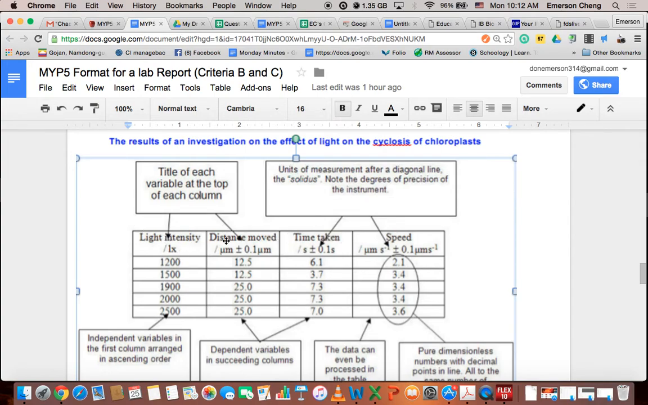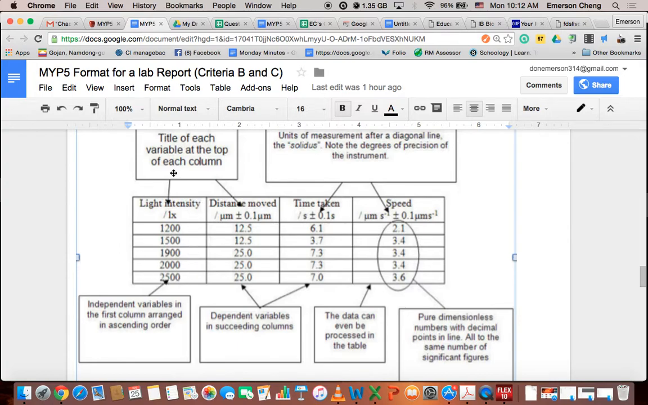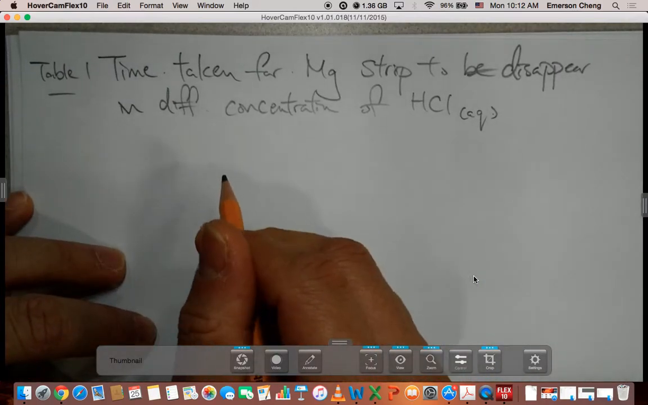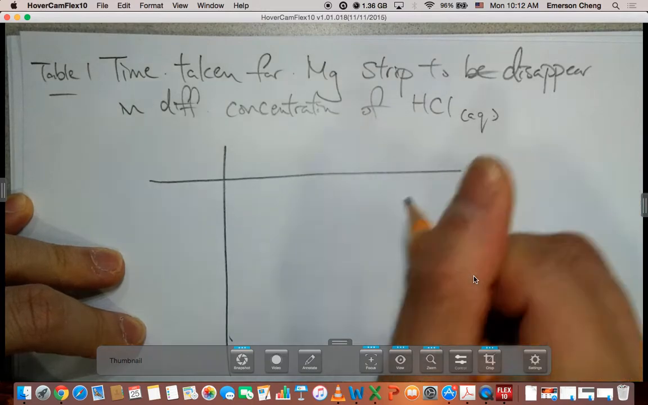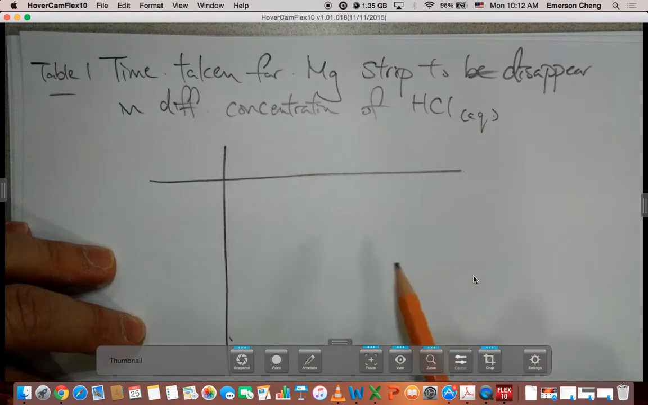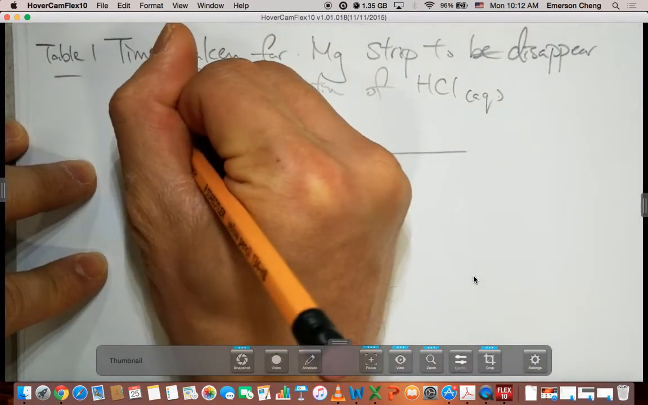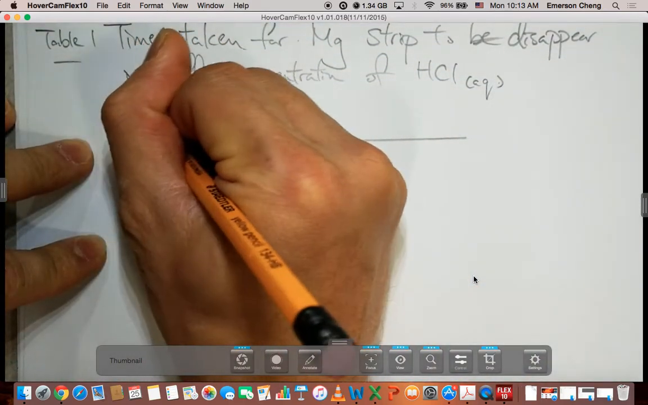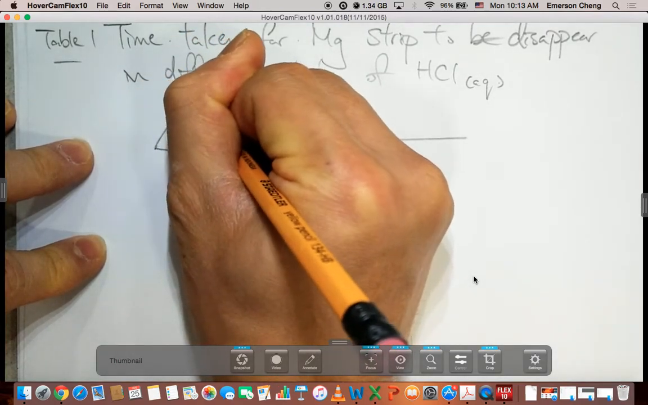Title for each one, the units and level of uncertainty on the second row, right below it. The first column is the independent variable. All the decimal places are the same. In our current example, if you're reading this, it's time taken for magnesium strip to disappear in different concentration of HCl. Your concentration will probably be your independent variable in molar, and then let's just say plus or minus 0.1 molar.